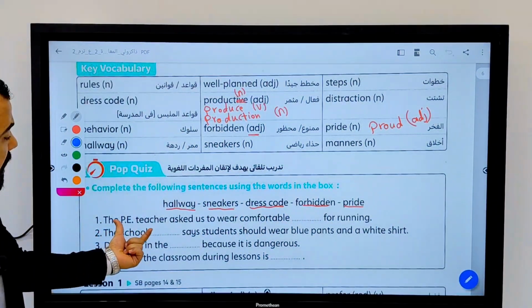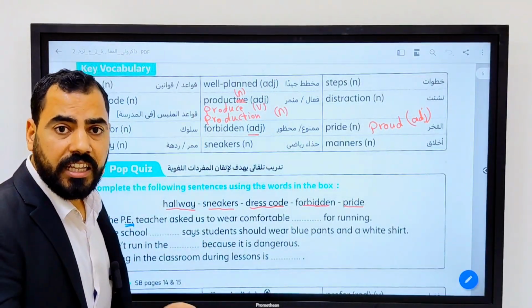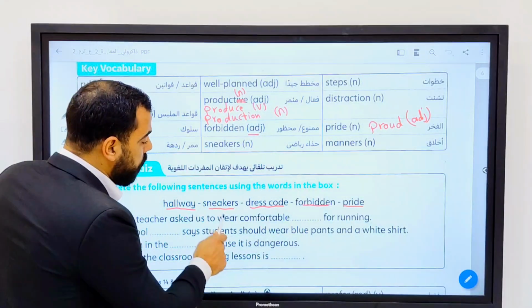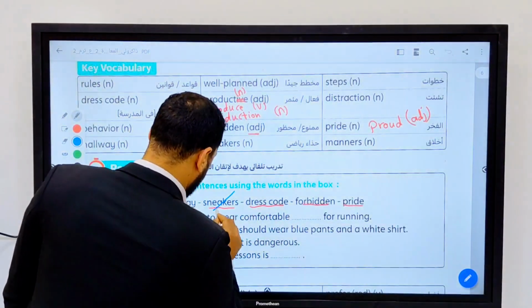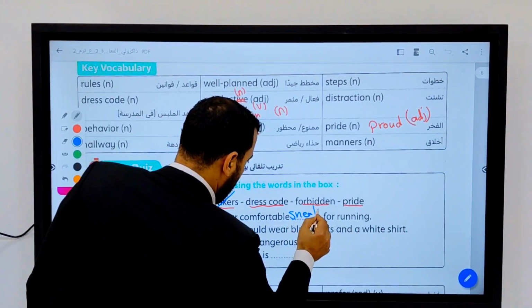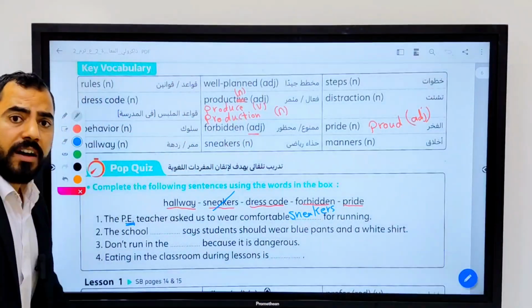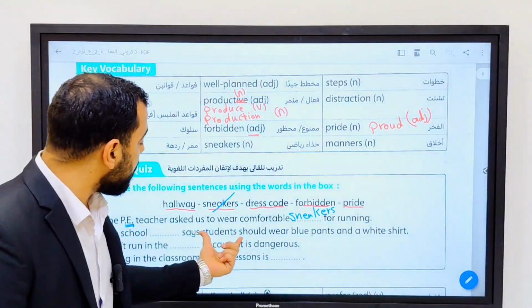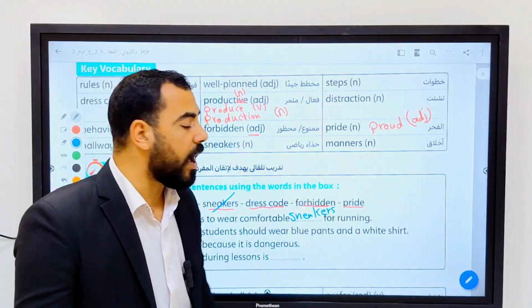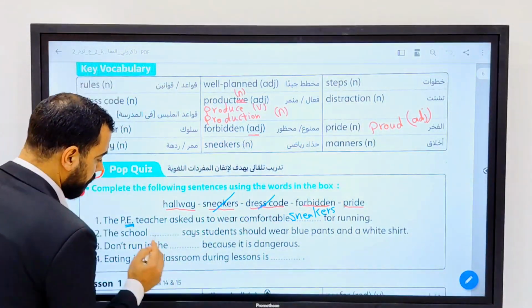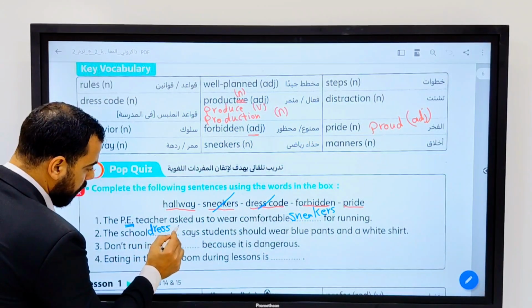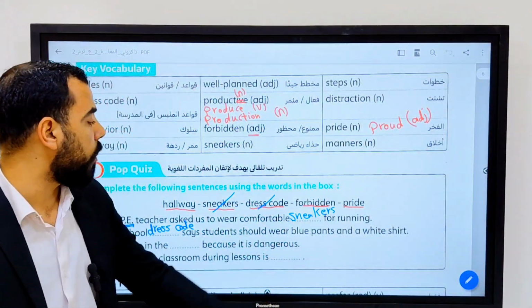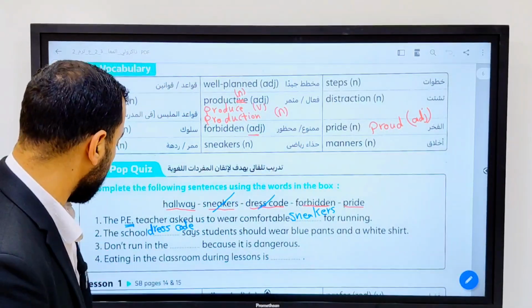The PE teacher. PE is a short form for physical education. The physical education teacher asked us to wear comfortable sneakers for running, to run easily. The school dress code says students should wear blue pants and a white shirt.